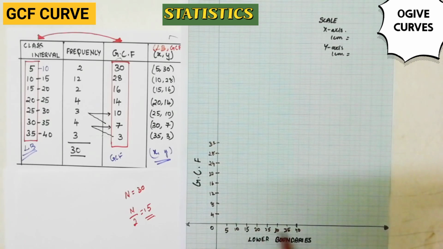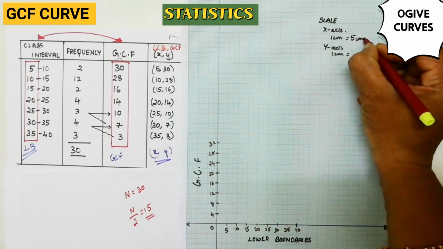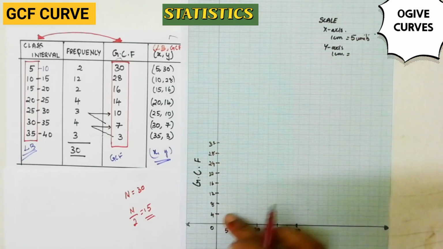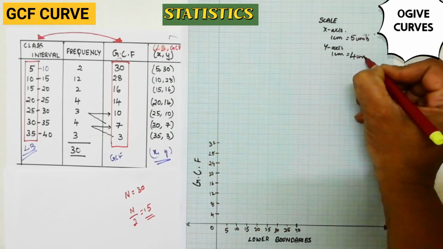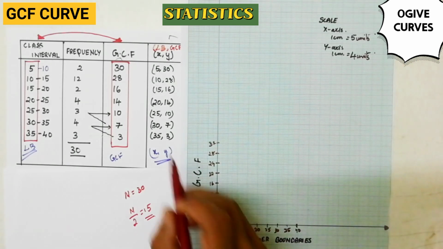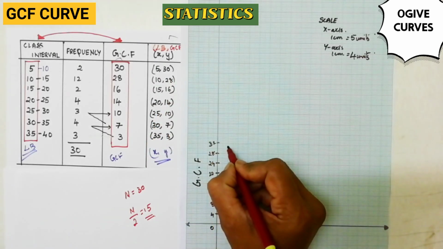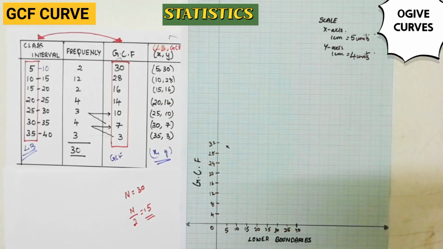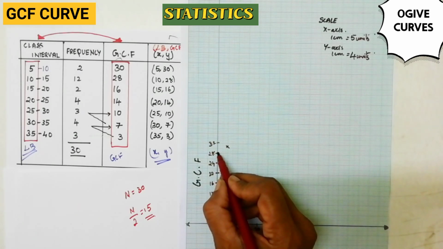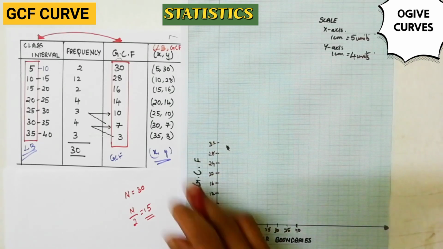So basically, after writing lower boundaries and GCF, write the scale here. X-axis we are taking 5 units, 1 centimeter is 5 units. Y-axis we are taking 4 units. So this is the scale. Start plotting. 5, 30. X-axis 5, y-axis 30. 30 is not there, so we will just imagine 28, 29, 30, 31, 32. So we can take it here. So we are taking the point here.